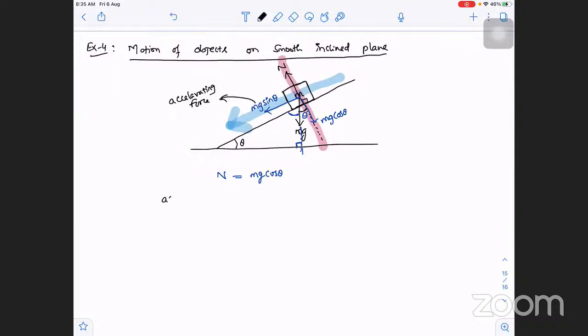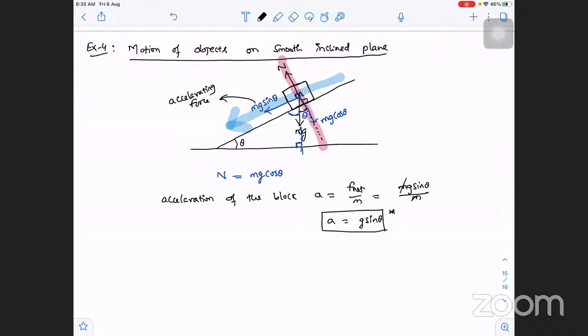Then what is the acceleration? The acceleration of the block is net force by mass. What is the force? Mg sin theta by m. Then m cancels out. What is the acceleration? It's a standard result. Try to remember. The acceleration of the block is mg sin theta by m, which is equal to g sin theta.